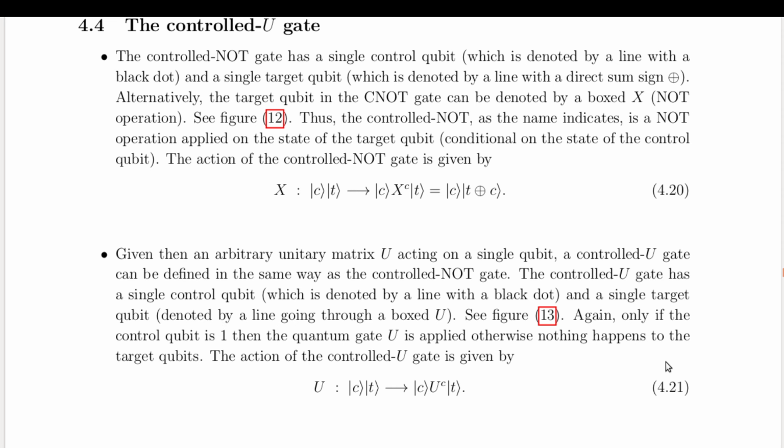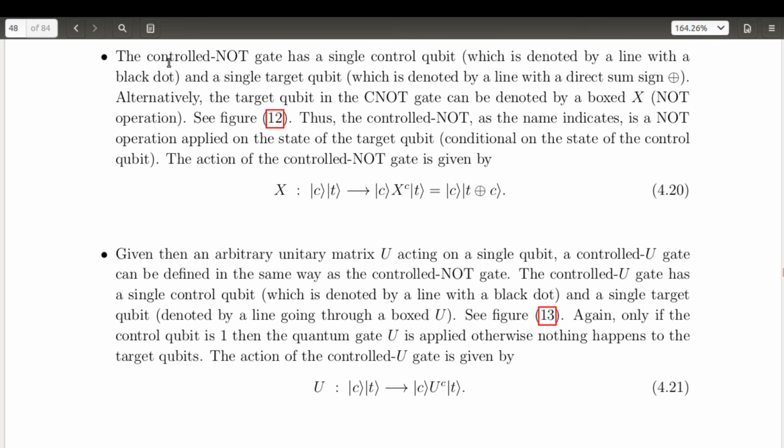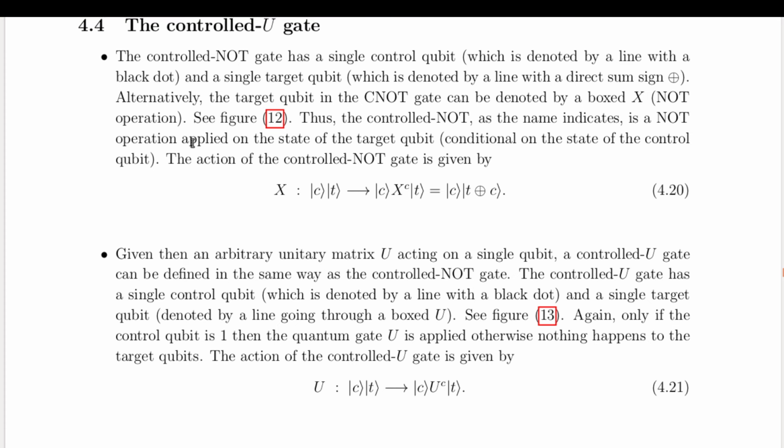First, we discuss the controlled U gate. We start by exploring one of the fundamental concepts in quantum computing, the controlled U gate. This versatile quantum operation builds on the well-known controlled NOT, or CNOT, gate and extends its functionality to any unitary transformation. Let's break it down.